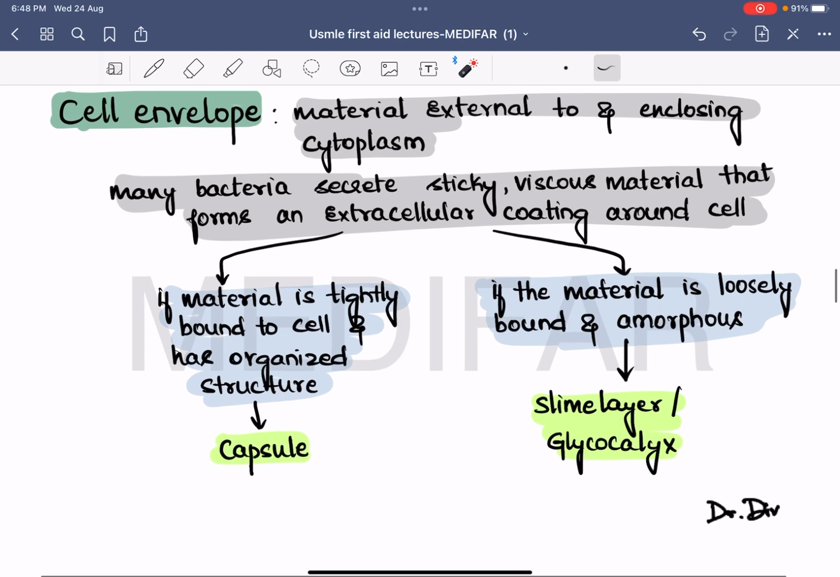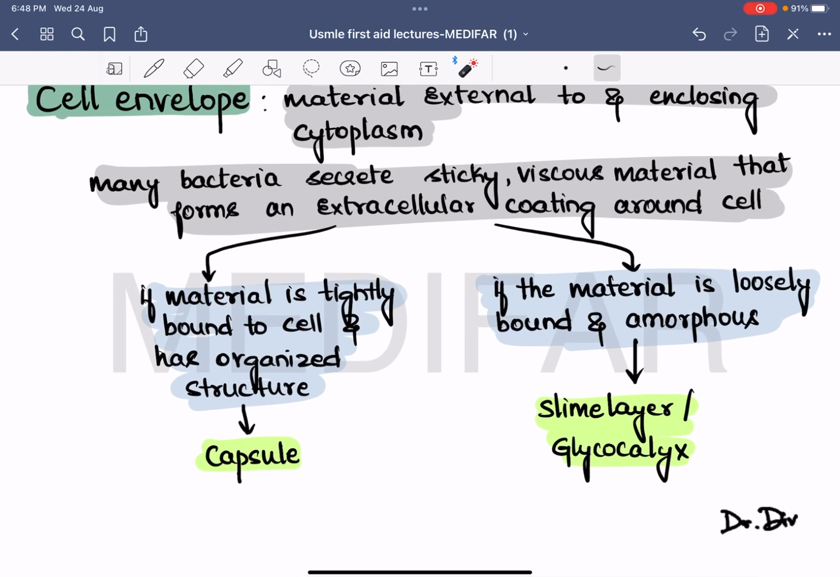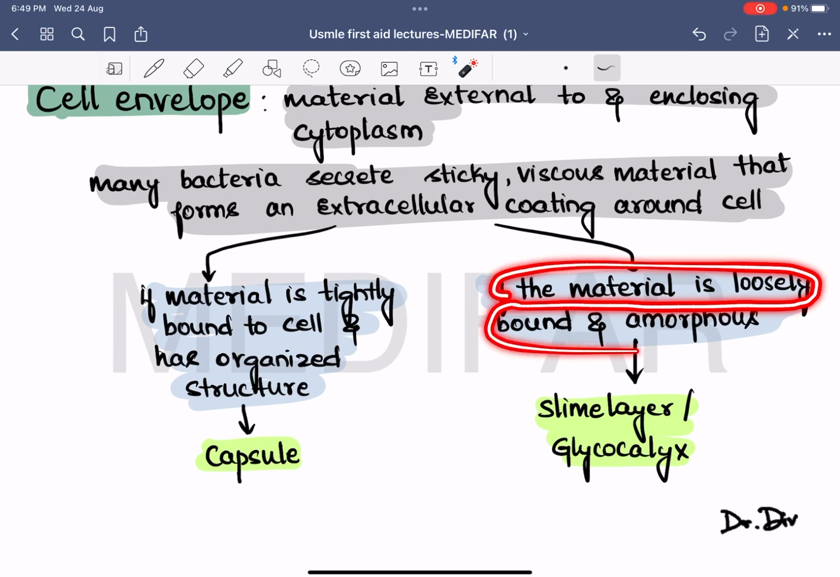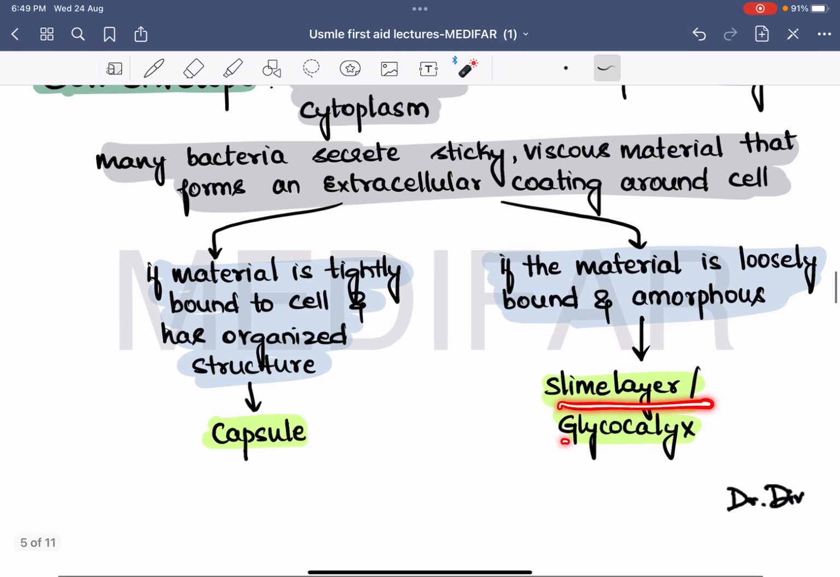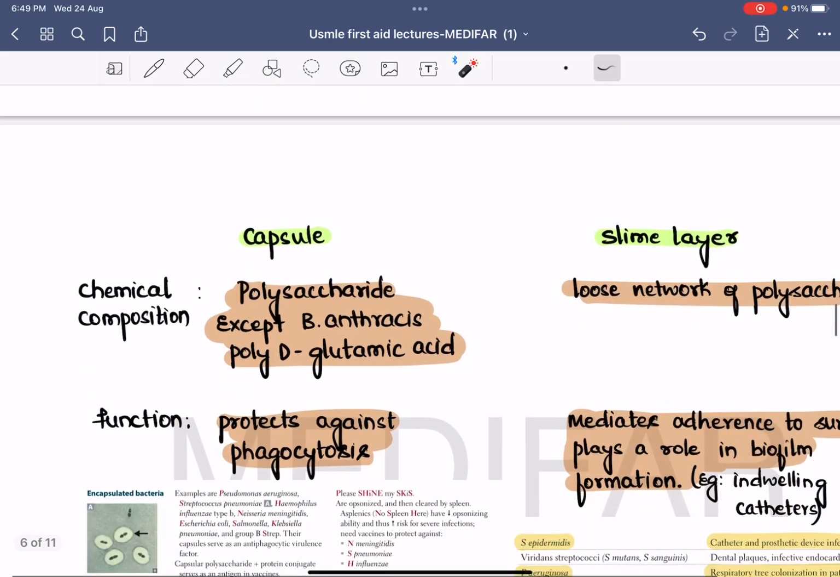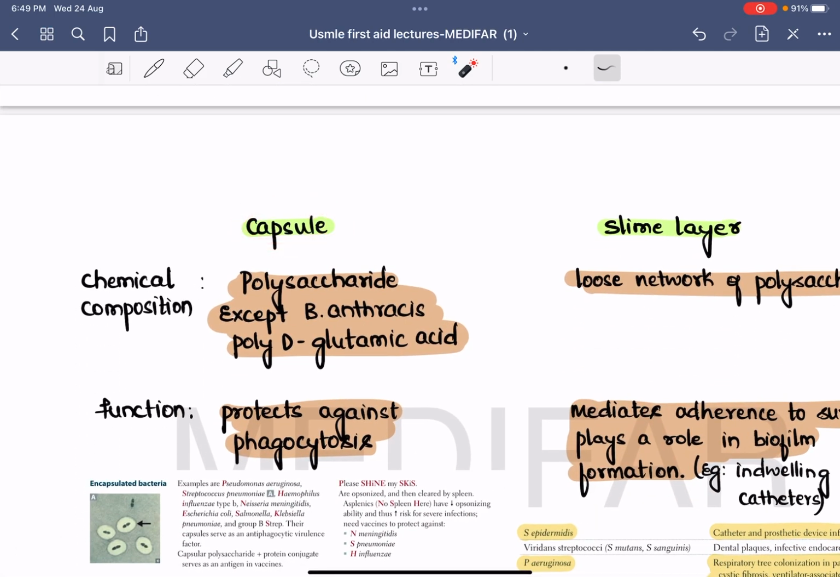See what is the difference between these and which bacteria form these? Let me tell you. Many of the bacteria will secrete a sticky or viscous material that encoats the bacterial cell. If that material is tightly bound to the cell and is in an organized way, then it is capsule. If the material that is secreted is loosely bound and amorphous, it is slime layer or glycocalyx. Now see, the composition of capsule is P for P, it is polysaccharide, and it protects against phagocytosis.